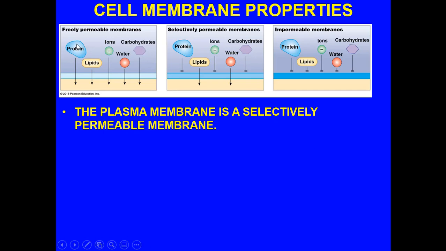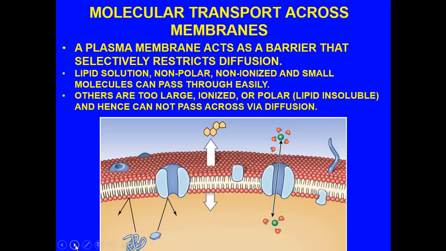Carbohydrates are relatively large, so is the protein. Lipids will pass through any lipid membrane. Ions are charged, so they won't easily pass through, or won't pass through at all, the membrane. Water will pass through, but only because it has certain selective channels. They're called aquaporins. We'll get into that in a minute.